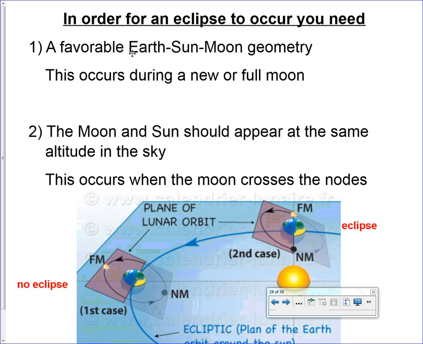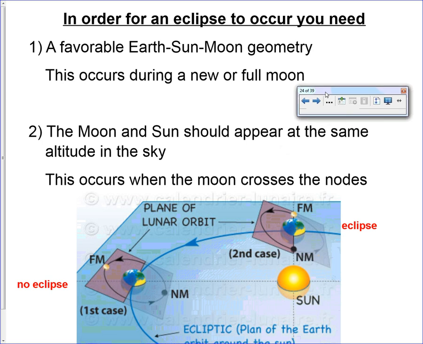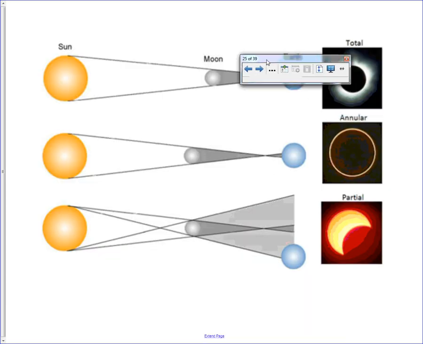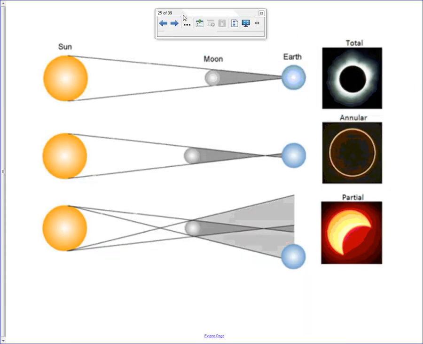You need a favorable Earth-Sun-Moon geometry, which occurs during a new or full moon, and you also need the moon and sun to appear at the same altitude, which occurs when the moon crosses the nodes. Those are your 2 necessities in order to have eclipses. So what happens when you do have an eclipse? Well, here's a solar eclipse, and these are the 3 things that can happen.